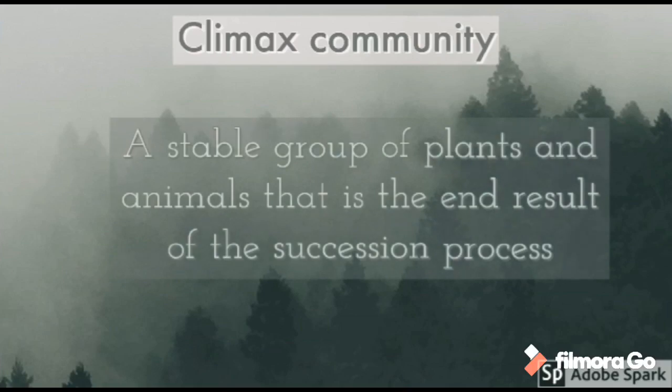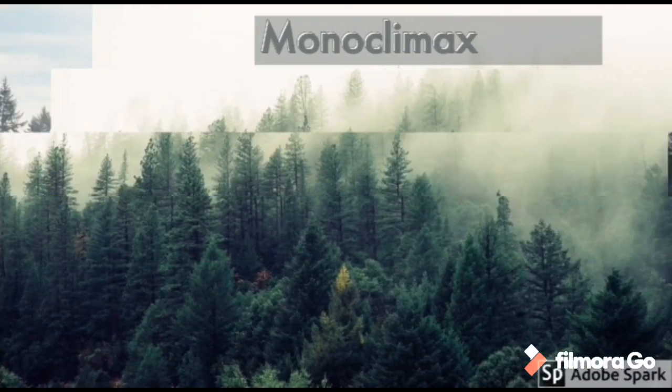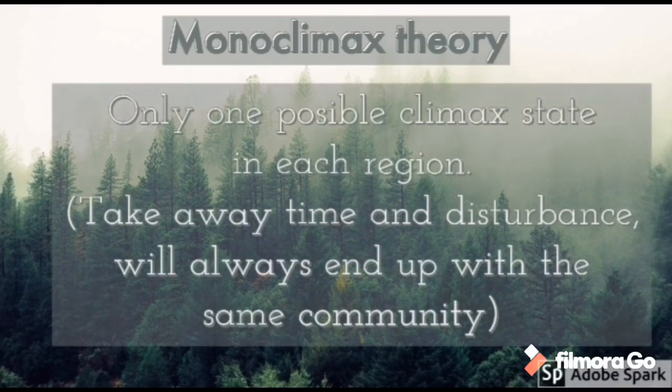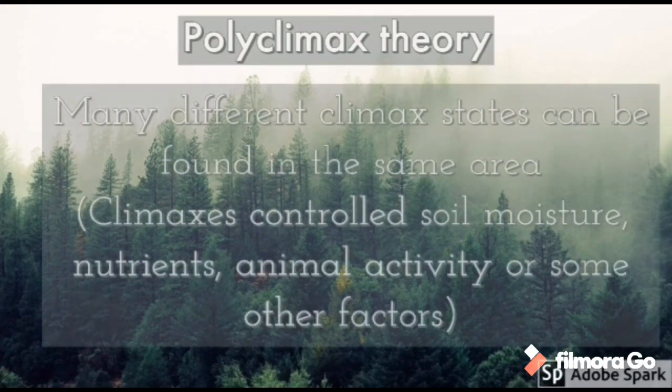Climax community is a stable group of plants and animals that is the end result of the succession process. These are the types of climax. Monoclimax theory: only one possible climax state in each region. Take away time and disturbance, and it will always end up with the same community. Polyclimax theory: many different climax states can be found in the same area. Climates control soil moisture, nutrients, animal activity, or some other factors.